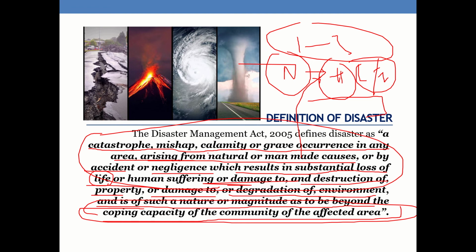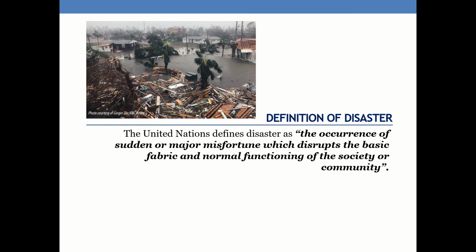How do you define a disaster? And also we have a generic definition adapted from the United Nations, which says the occurrence of sudden or major misfortune which disturbs the basic fabric and normal functioning of a society. Very subtle. This is how disaster is defined in literature, in the Act, and from the UN perspective.